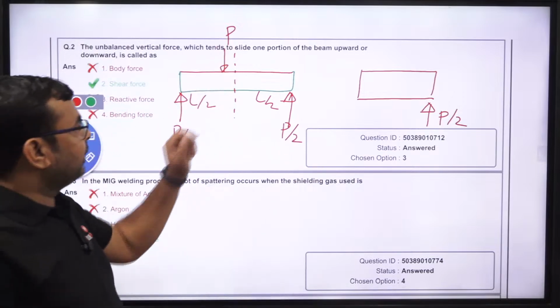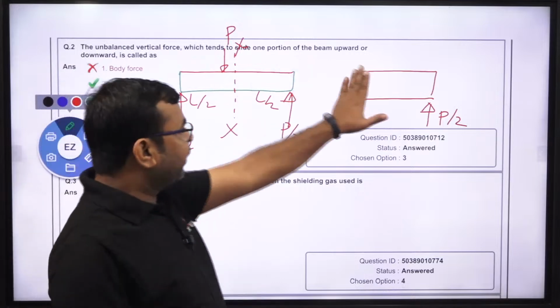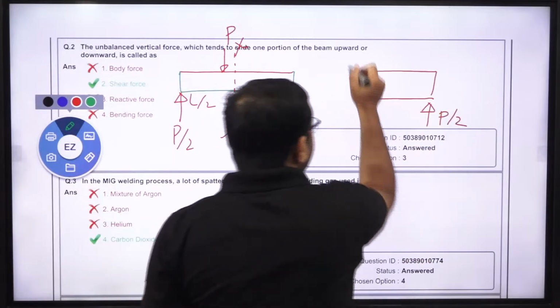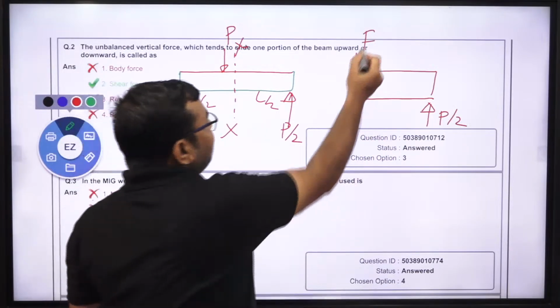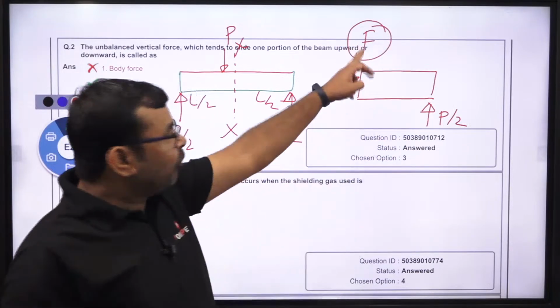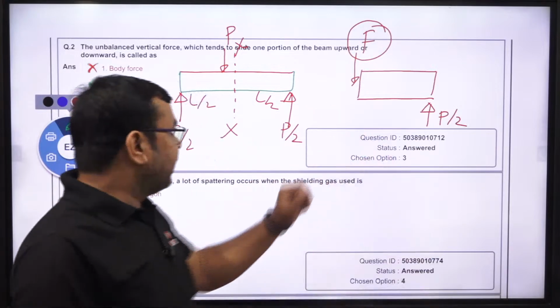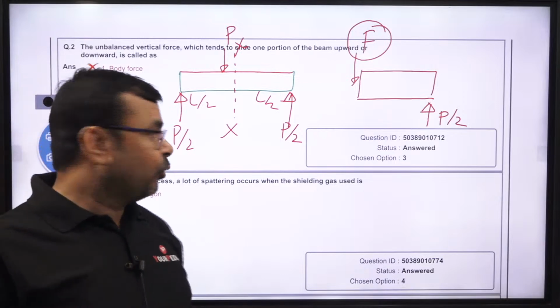If I cut the section from here, this is x-x, correct? Now if we draw its free body diagram, then obviously one force is acting like this, and another force will also act here. Yes or no? And what about this force? Can I say this force is acting parallel to the cross section? Yes or no?